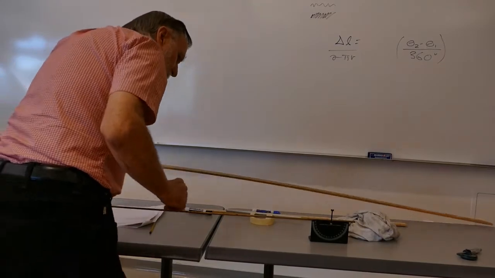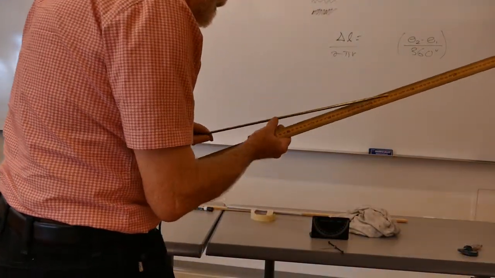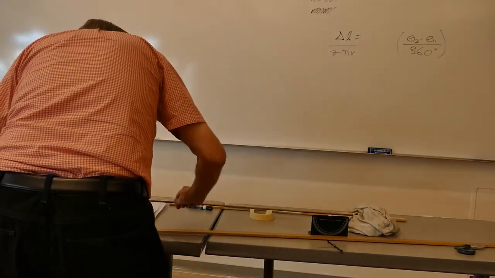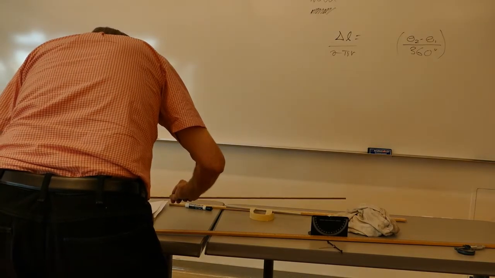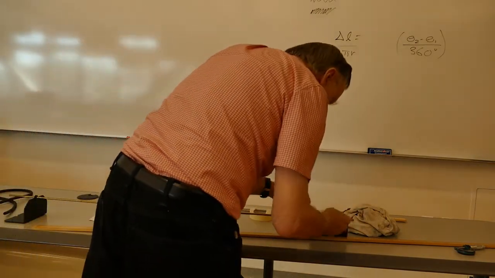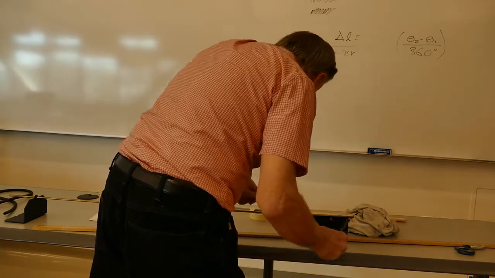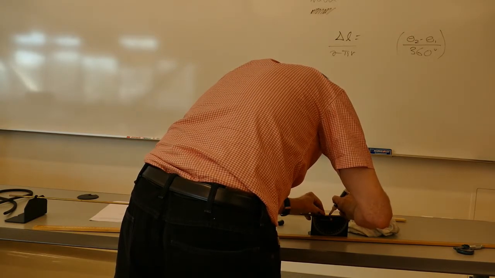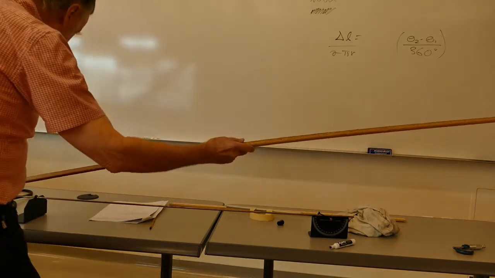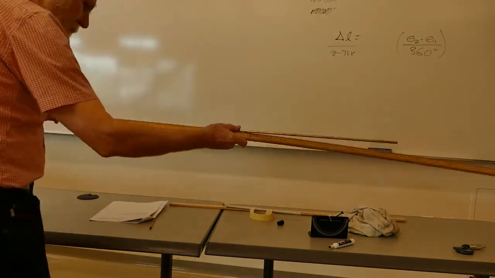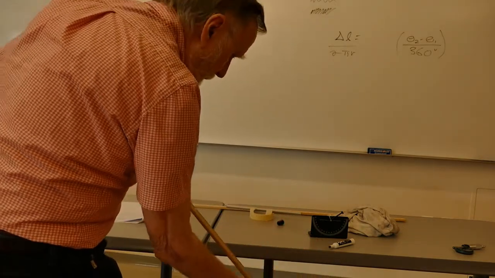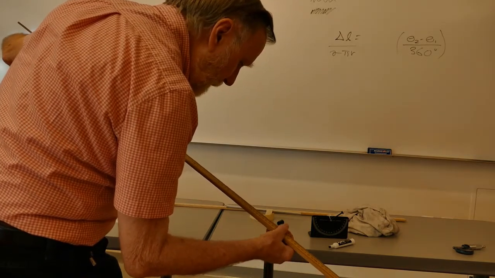So let me take that data point. I've actually marked the point of contact with a marker, making sure that I got this right. That little mark has come off, so I'm going to put it on again. So I'm just going to measure the distance from the rubber grommet to that mark that I just made.